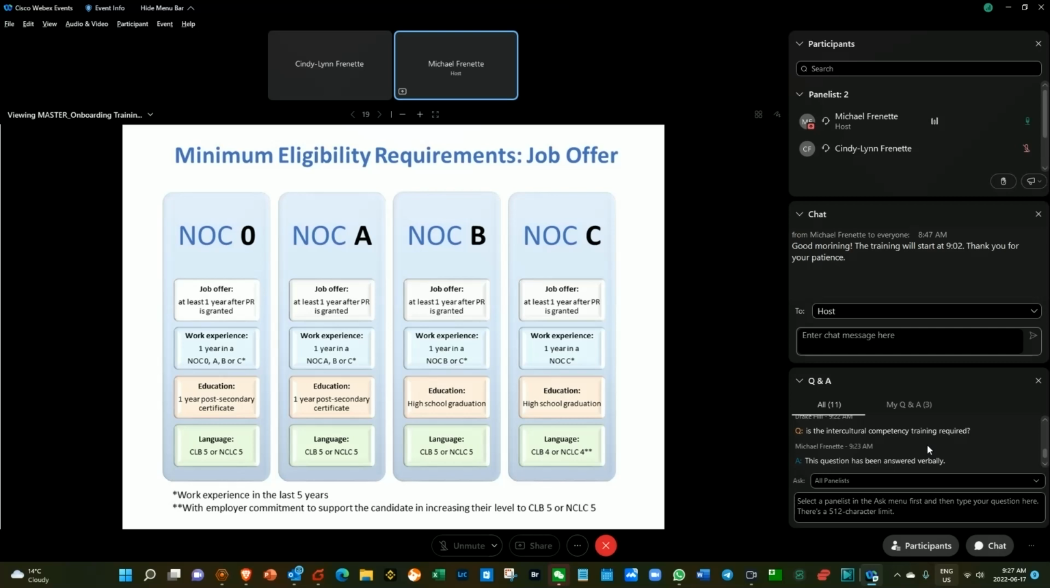Please note that some occupations may require provincial approval. As an example, a nurse will require approval in order to work in a specific province, so you must ensure that your candidate meets the criteria for that position as well.